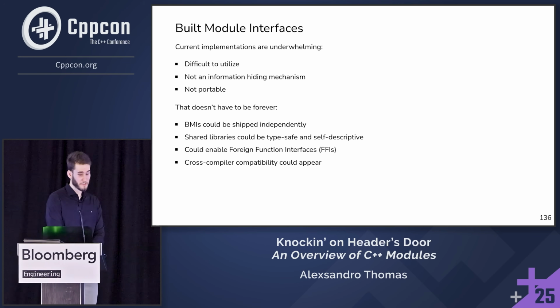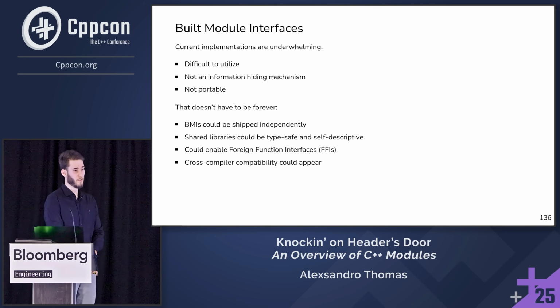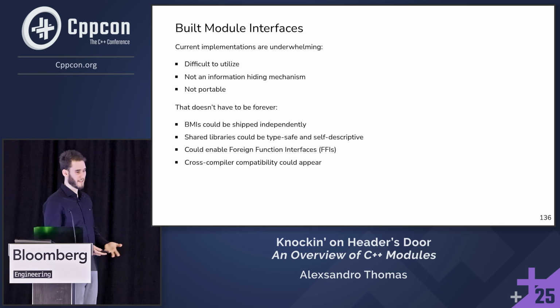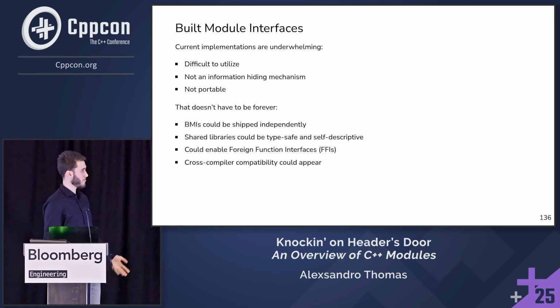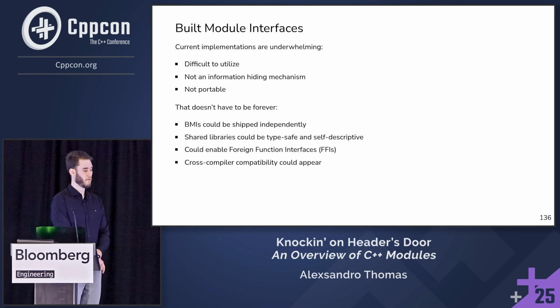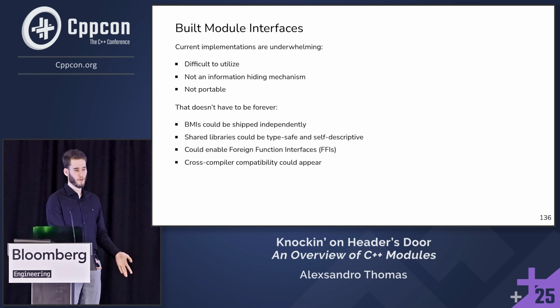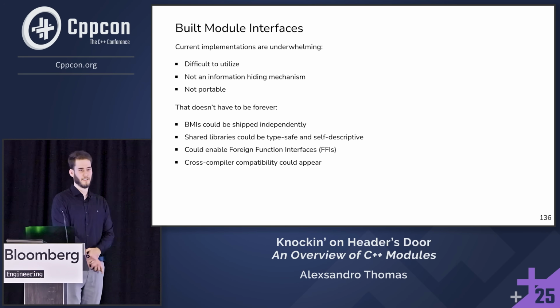The BMIs could be shipped independently, so maybe in the future we land on a way to standardize the ABI for them so that you can just give that to the user and then let them utilize it. The shared libraries could be type safe and also self-descriptive. If you embed a built module interface in a library, it could be very easy for a tool to just look at the library and know what it exports without having to have the header that comes alongside that library.